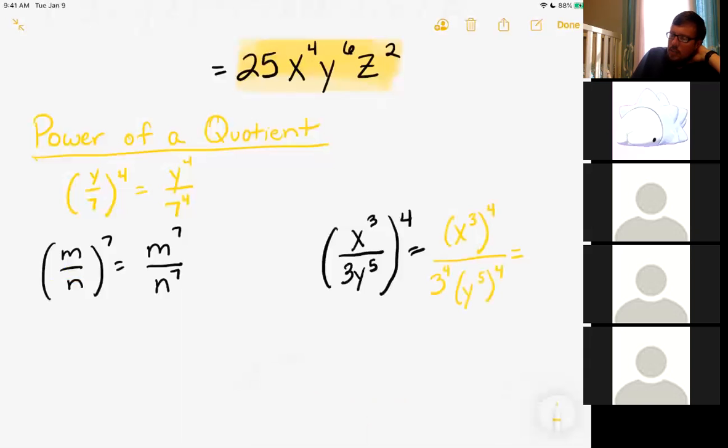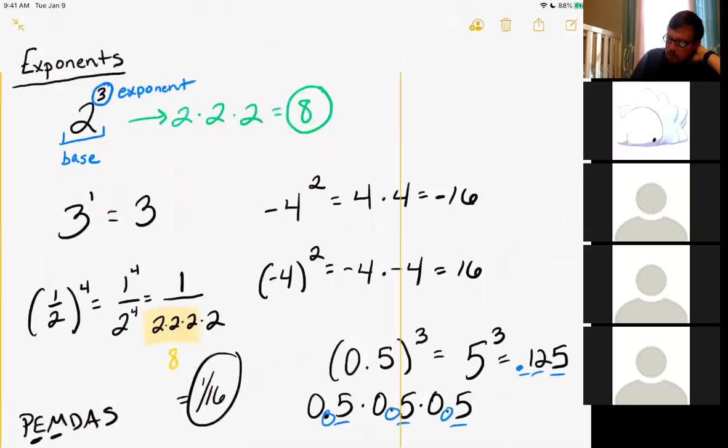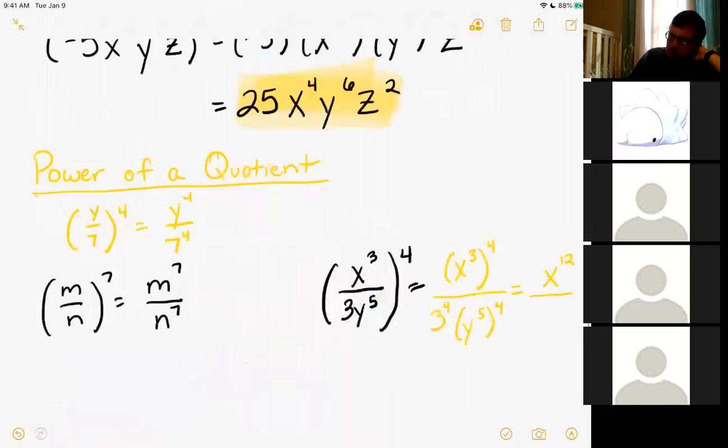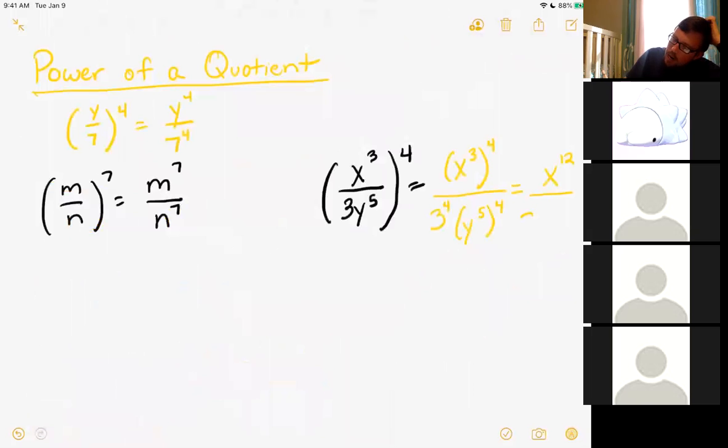So that'll give me x to the 12th on top. 3 to the 4th power is 81. Oops. Not bad. 3 to the 4th power is 81. And then y to the 20th.